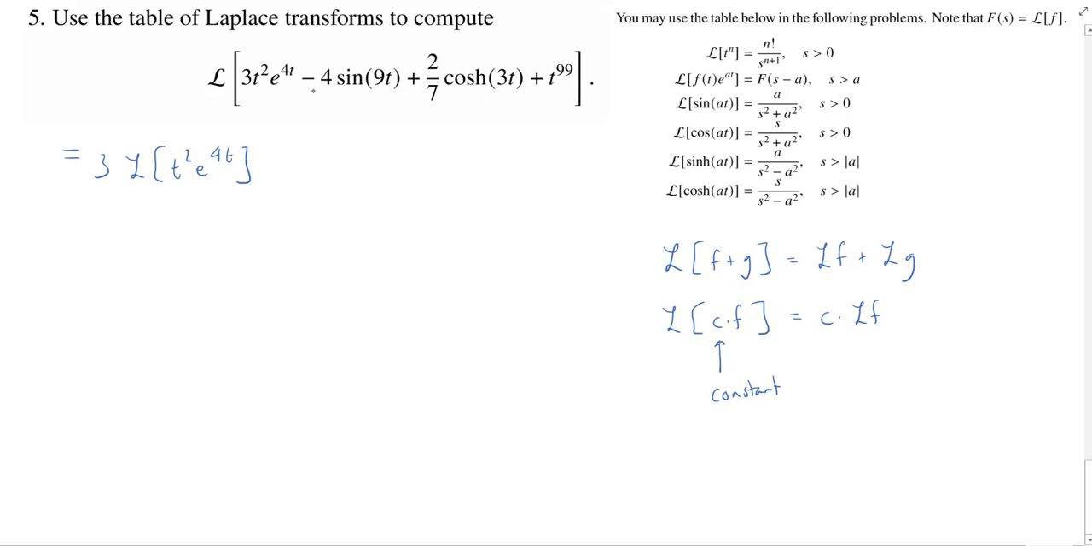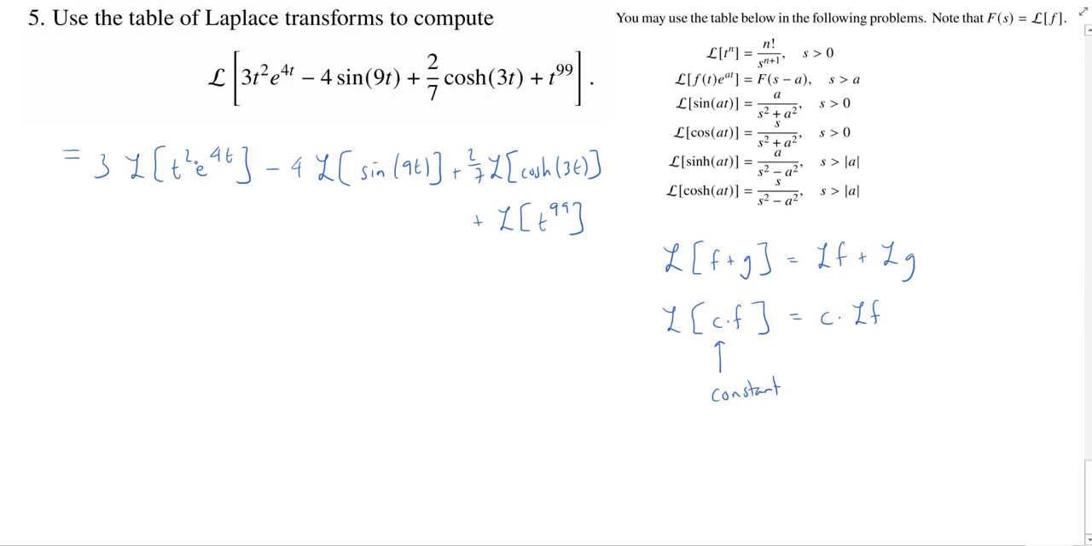Then I can do minus 4 times the Laplace transform of sine of 9t. Now a plus 2/7 times the Laplace transform of the hyperbolic cosine of 3t. And finally, no constant to pull out here, the Laplace transform of t to the 99th power. So I've taken one huge absurd problem and broken it up into 4 problems whose answers I should in principle be able to get from this table. All right, let's give it a try.